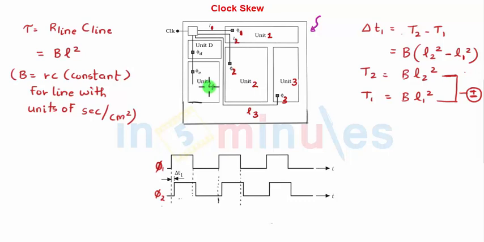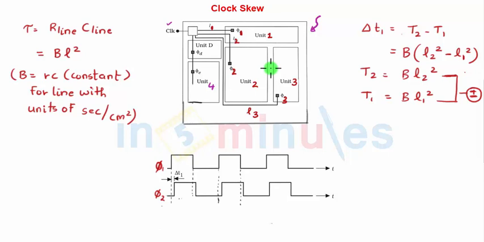And I have shown here that this is my external clock, and the clocks going to unit 1, unit 2, unit 3 are called phi 1, phi 2, phi 3 respectively, and the length of the interconnect, to be more precise, is L1, L2 and L3 respectively. Now let's understand what is clock skew and how is it different from clock jitter.